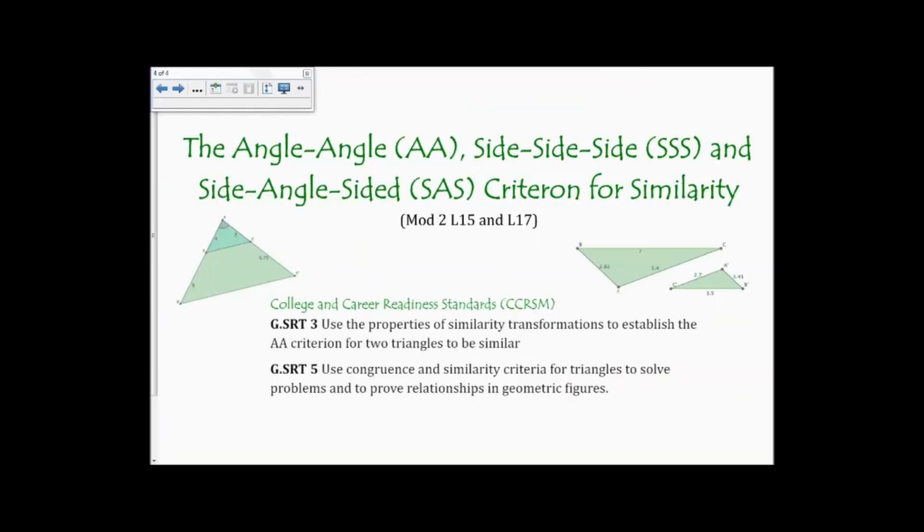All right, this video is about the angle, angle, side, side, side, and side, angle, side criteria for similarity.